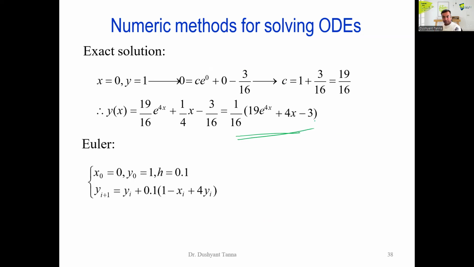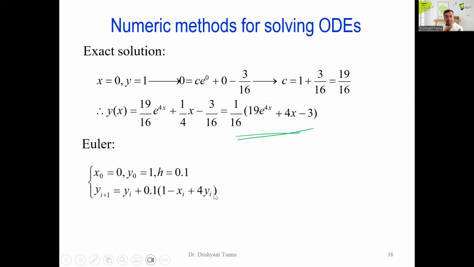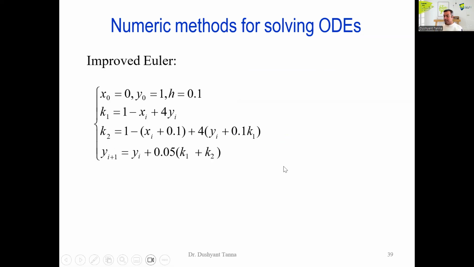You need that, right? You need it for comparing the exact, Euler and Euler modified, improved Euler. For Euler, we have x0 is 0, y0 is 1, h is 0.1. Use this formula, h and f of xi, yi, which is this part, 1 minus x plus 4y. Use the Excel thing or do a few calculations and then use the Excel part.